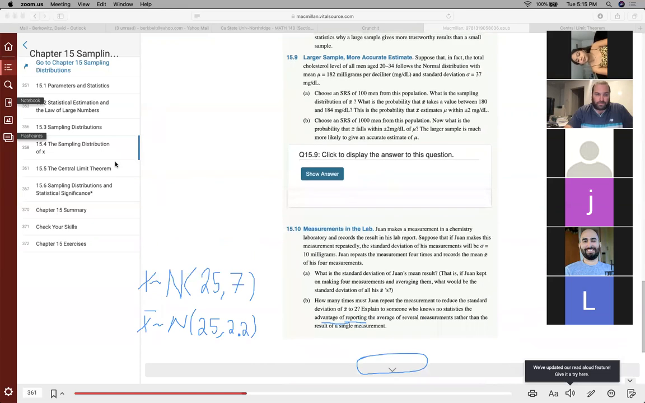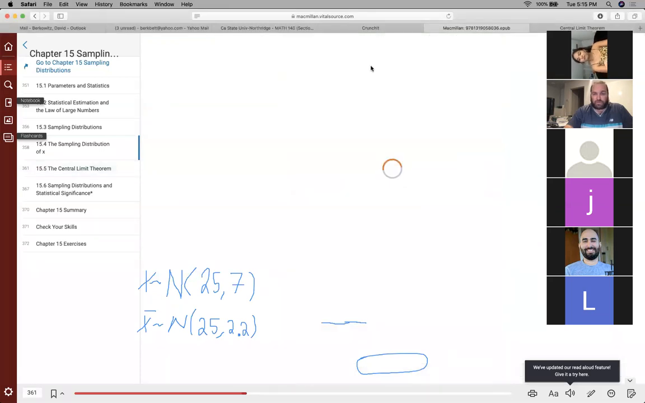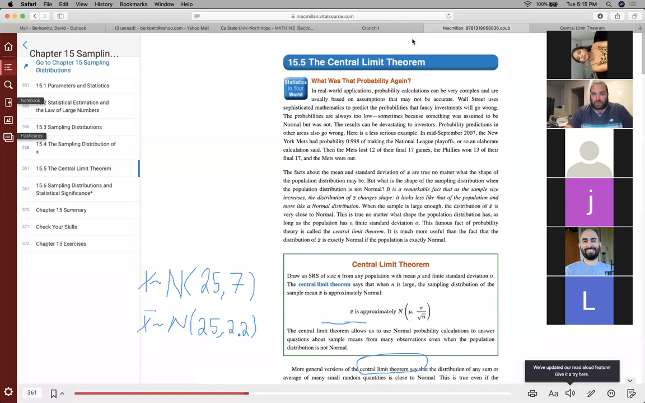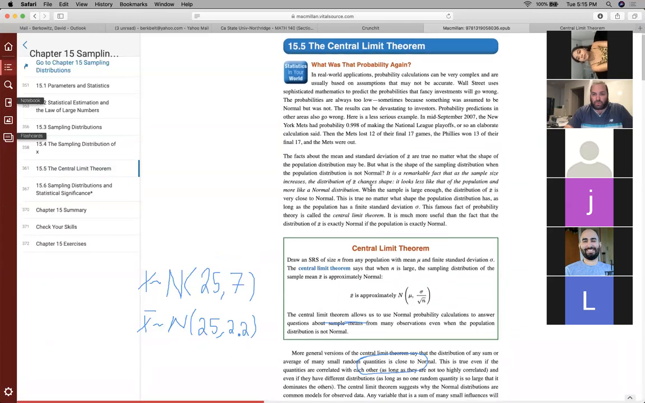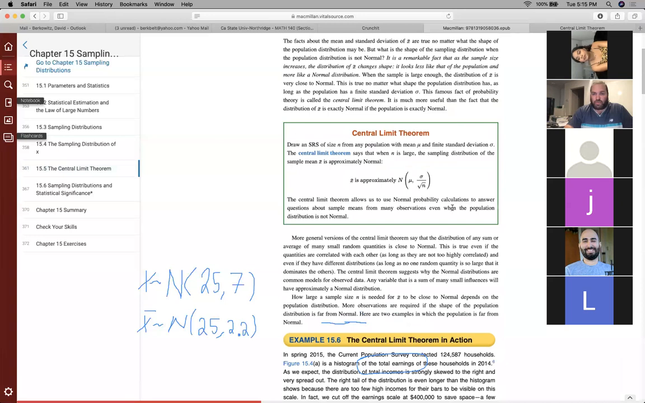So let's move now to the central limit theorem. The central limit theorem is extremely important, and this is exactly what the applet described. Draw an SRS of size n from any population, not just normal, anything with mean mu and standard deviation sigma. The central limit theorem says that when n is large, the sampling distribution of X bar is approximately normal with exactly the same formula: mean mu and sigma over the square root of n.